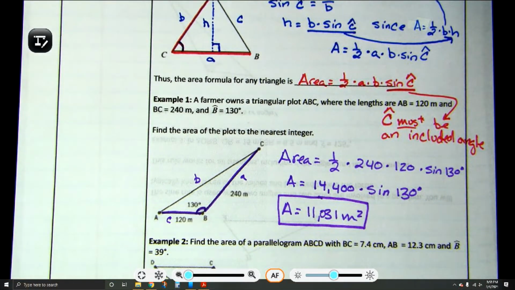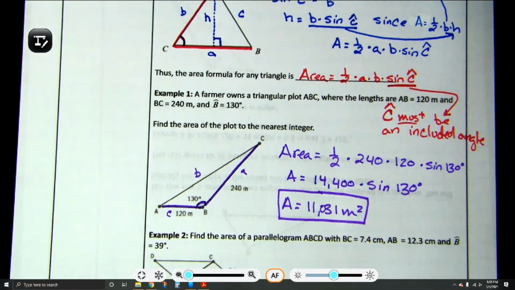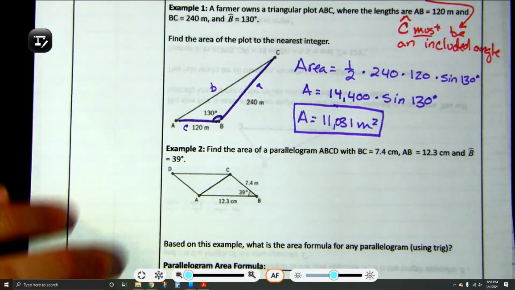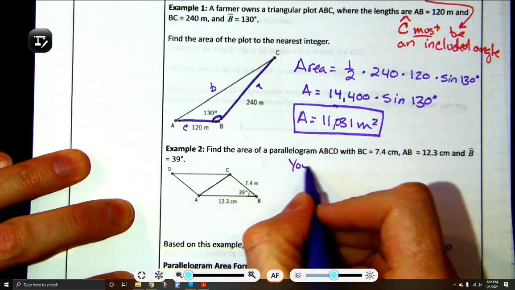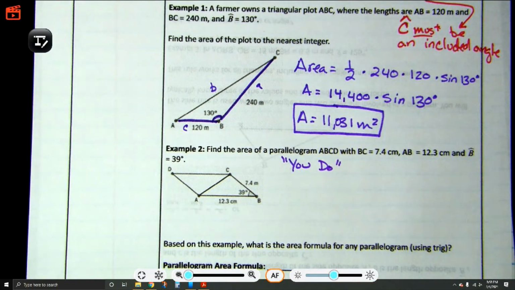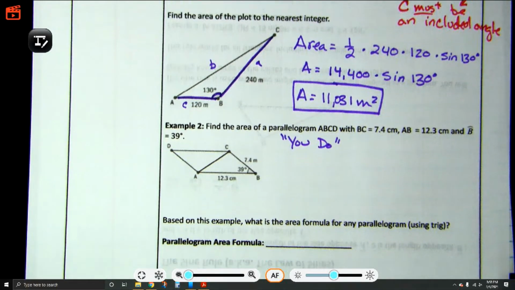Now for example 2, I'm going to make this a you-do problem, but before I leave you to it, look what it's asking. Now it's giving you an area of a parallelogram. Now conveniently this parallelogram has been broken into two congruent triangles, and I hope that can kind of hint at what you need to do. So it's giving you a parallelogram and wants to find the area of the parallelogram. Now based on this example, you should be able to figure out the area formula for a parallelogram.